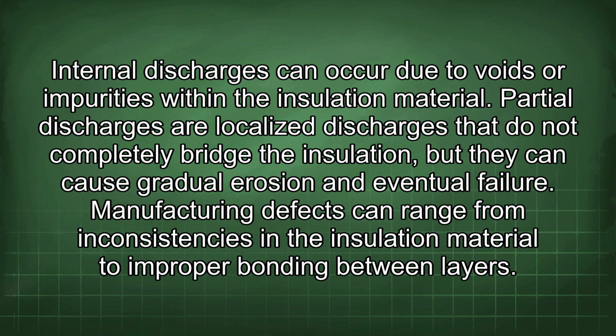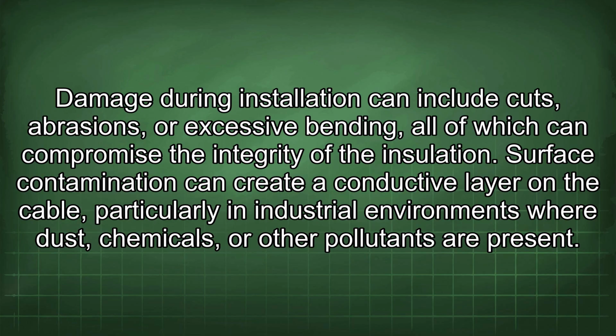Internal discharges can occur due to voids or impurities within the insulation material. Partial discharges are localized discharges that do not completely bridge the insulation, but they can cause gradual erosion and eventual failure. Manufacturing defects can range from inconsistencies in the insulation material to improper bonding between layers. Damage during installation can include cuts, abrasions, or excessive bending, all of which can compromise the integrity of the insulation.